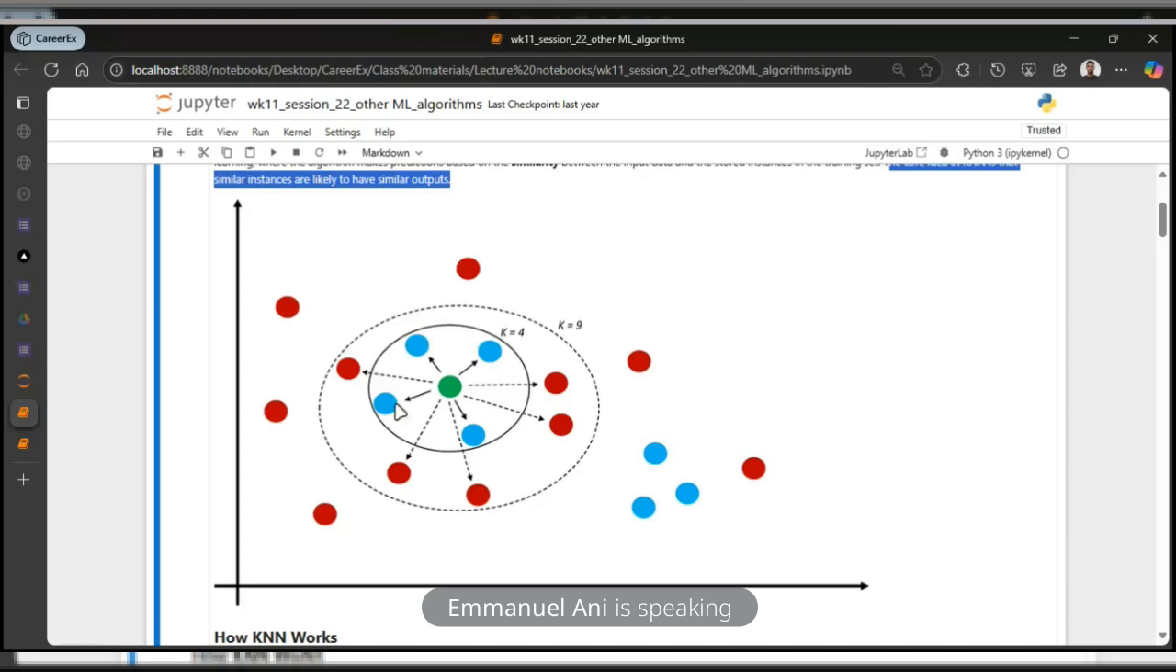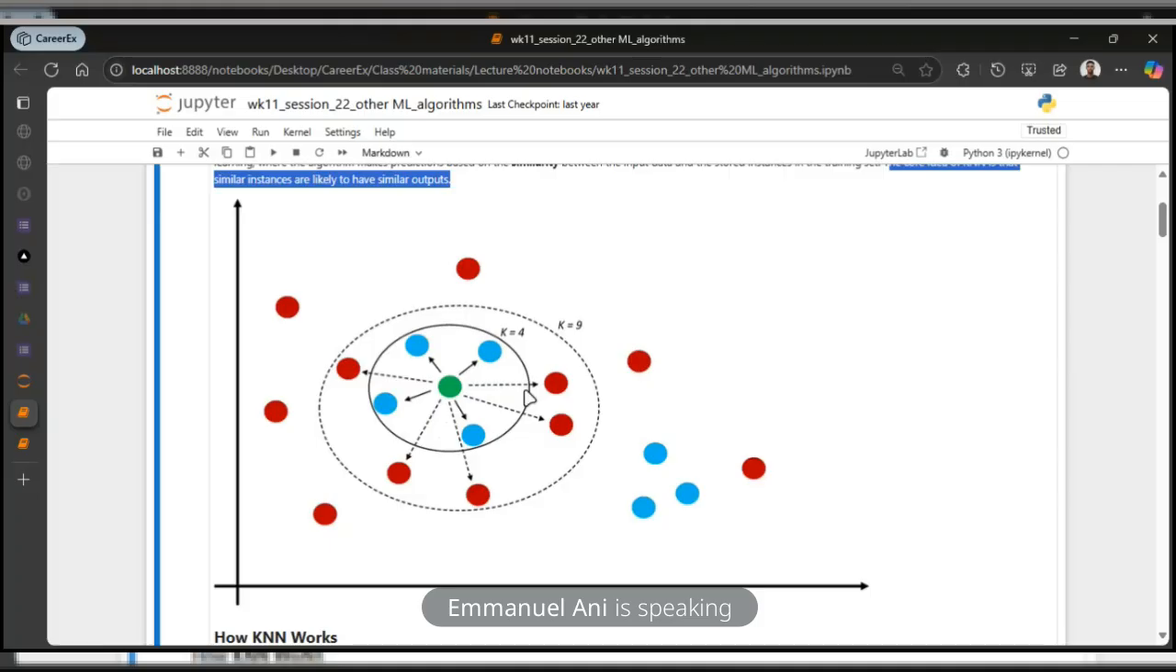In this case, if you count the 4 closest neighbors, you will see that 4 of them belong to this blue class here. So automatically, the class with the highest number is going to be the one assigned to this new data point. After your prediction, this green dot here is going to become blue. All right. So that's how KNN makes its prediction.